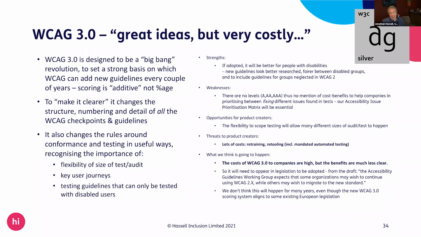What's going to happen? The costs are really high. The benefits are much less clear for companies. So unless this gets into legislation, everyone is going to avoid it. The Accessibility Guidelines Working Group know this, because this is their quote. They expect that some organizations may wish to continue using WCAG 2.x, so that's 2.0 and 2.1, while others may wish to migrate to the new standard. Read that like, give it 5 years, and maybe some people might.